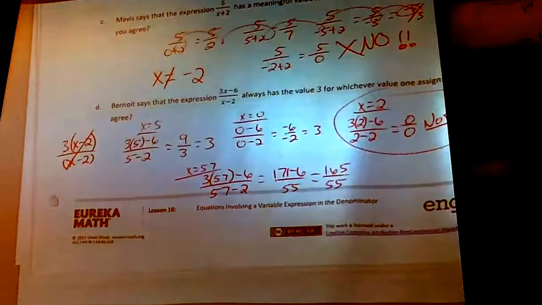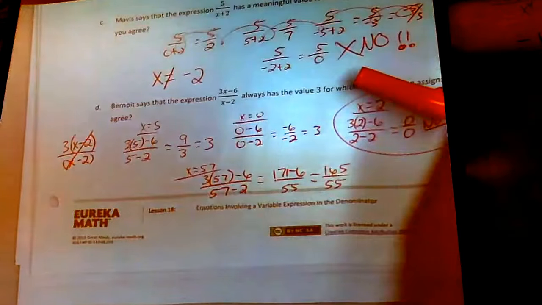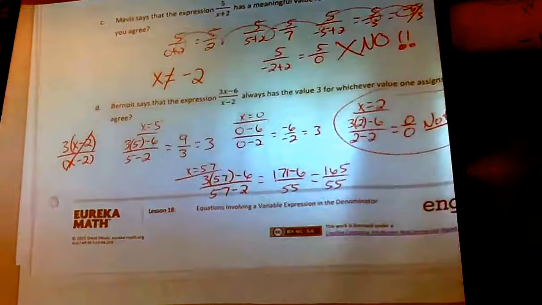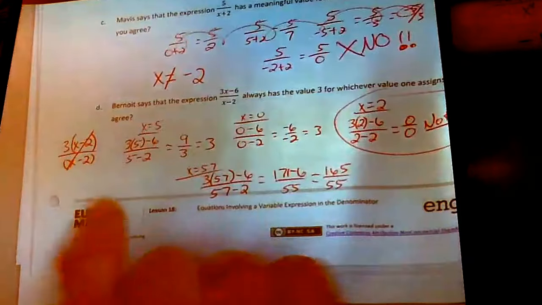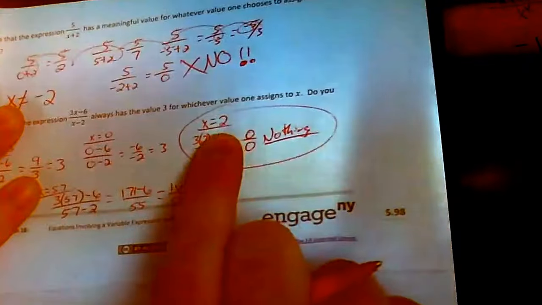Welcome to algebra. Do 100. I'm not going to do any more. You're going to get 3. I promise. Go home and do 1,000 of them and pick 1,000 different numbers and plug them all in. You're going to get 3. Except if x equals 2. That's the only one that won't work. Put the ones with the decimals in.